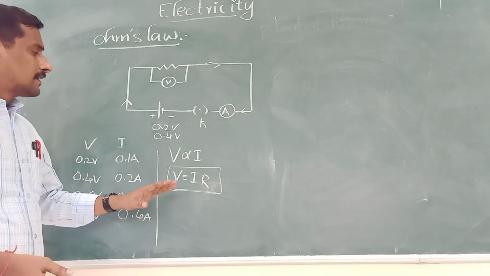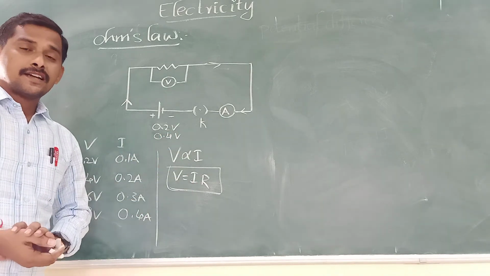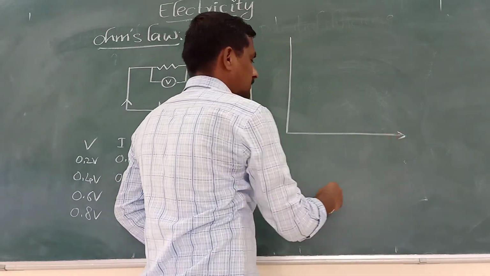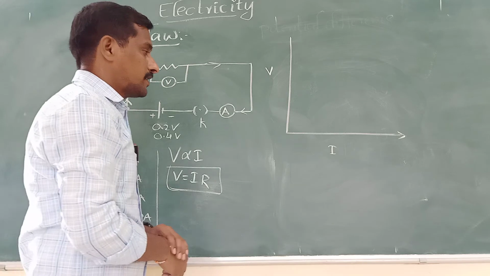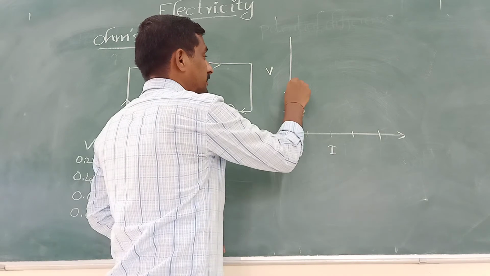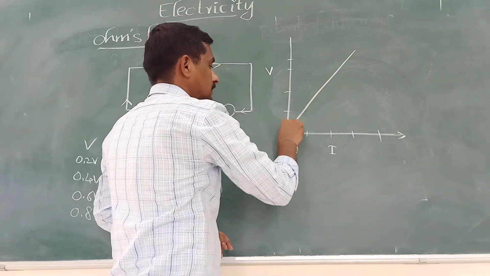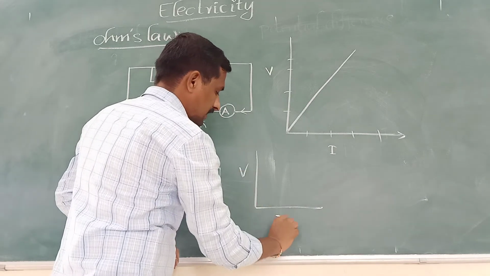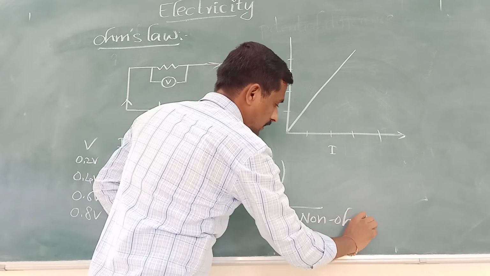Next, how will the VI graph, the voltage and current graph, look? Let's take the current on the x-axis and the potential difference on the y-axis. If it is an ohmic conductor, the graph will be a straight line. If the VI graph is curved, then this is non-ohmic.